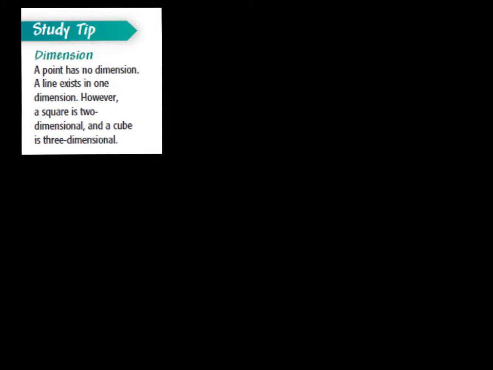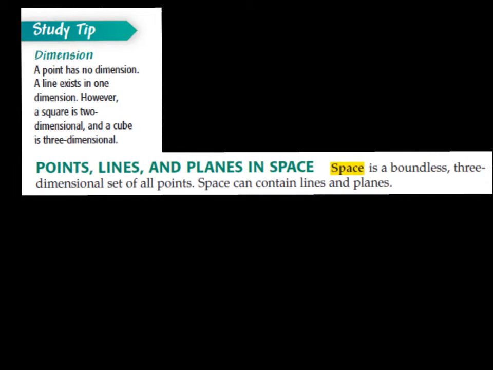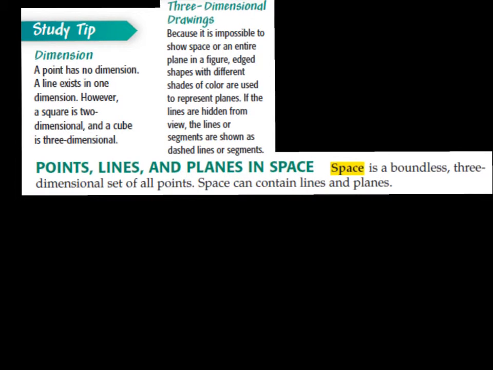A point has no dimension. A line exists in one dimension. However, a square is two-dimensional, and a cube is three-dimensional. Space is a boundless, three-dimensional set of all points. Space can contain lines and planes. Because it is impossible to show space or an entire plane in a figure, edge shapes with different shades of color are used to represent planes. If the lines are hidden from view, the lines or segments are shown as dashed lines or segments.